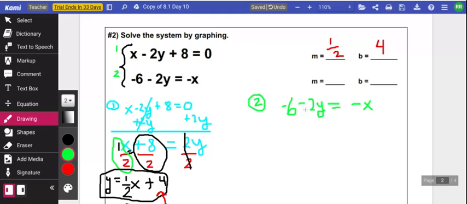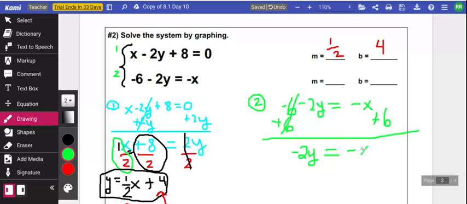Y is on the left side, so get this -6 to the right side by adding 6. I got to add 6 so that -6 plus 6 cancels. So, of course, I add 6 to both sides. Those cancel, and your y term here is not 2y. This is -2y. So I bring it down, -2y. I bring my equal sign straight down. Then your x term is negative, so -x, and this is a +6.